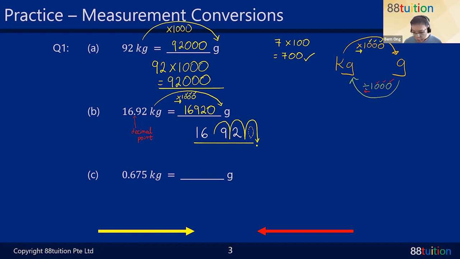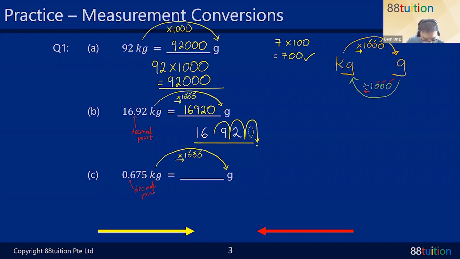What do you have? 0.675 kg. You want to change it to grams again. How? From kg to grams, it's a multiplication of 1000, and times is to your right. 3 zeros means 3 movement. Where is the decimal point? Here it is. That is the decimal point.